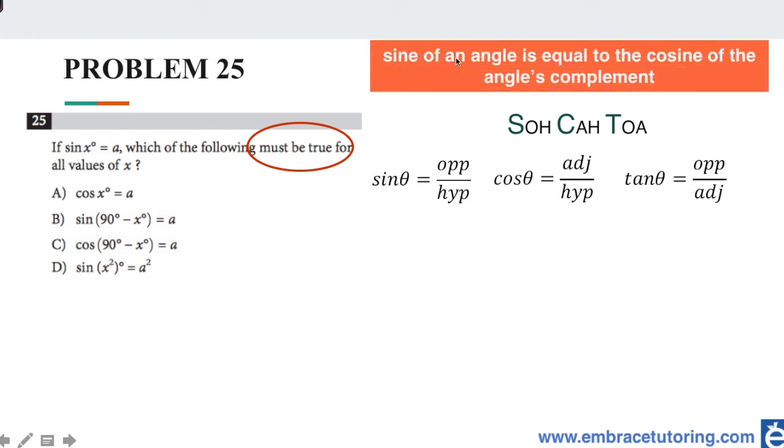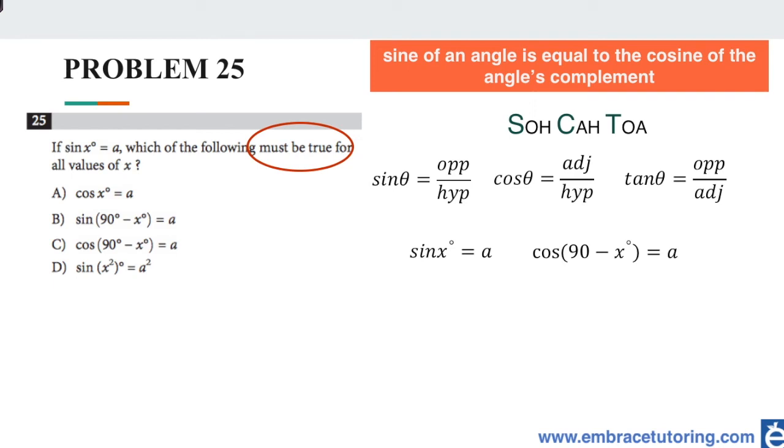Now, the sine of an angle is going to be equivalent to the cosine of that angle's complement, and the complement is going to be both of those angles adding to 90 degrees. That's a quick rule to help you, which means that in this case, the sine of x being a means that cosine of 90 minus x is then going to be equivalent to a.